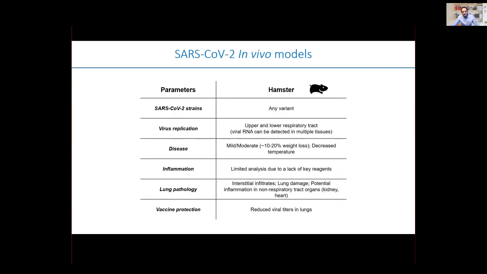And lastly, I'll just mention that the hamster model is something that has been used quite a bit, primarily for transmission. But due to lack of key reagents, there's been really a limited analysis done on the immunological side, hampering our ability to use a hamster model as another tool in the laboratory to model SARS-CoV-2 pathogenesis.